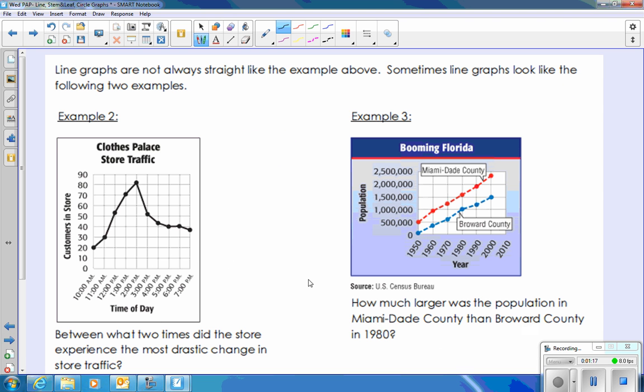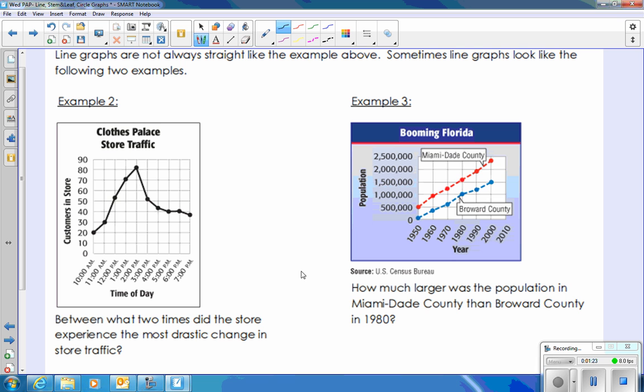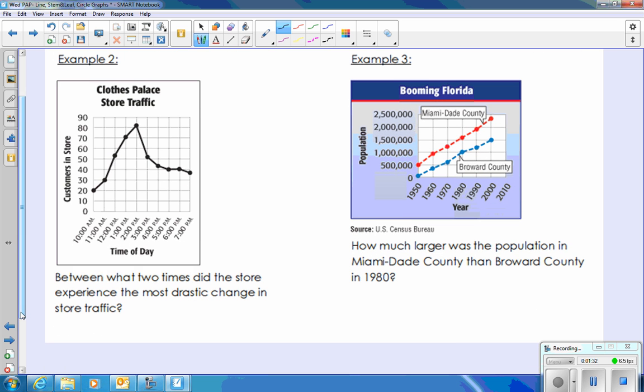Line graphs are not always straight, like the example above or on the last page. Sometimes line graphs look like these two examples. So it's just plotting using sections of a line. So this one says, between what two times did the store experience the most drastic change in store traffic? So from 10 to 11, it was about 10 people because it went from 20 to 30. From 11 to 12, it went from 30 people to about 55.